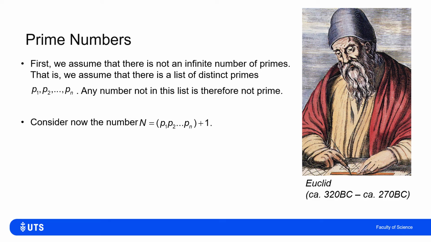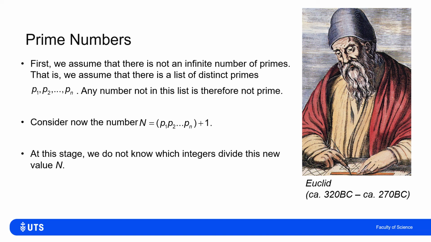We now consider this new number, which is made up by multiplying all of the primes that we know, which we are assuming is all primes. So we multiply all of these primes together and add 1. That's going to be a very large number. Now at this stage, I don't know what its divisors are. I don't know which integers divide into this new value N. Although we don't know which numbers do divide N, we definitely know which numbers don't, and that is critical here.